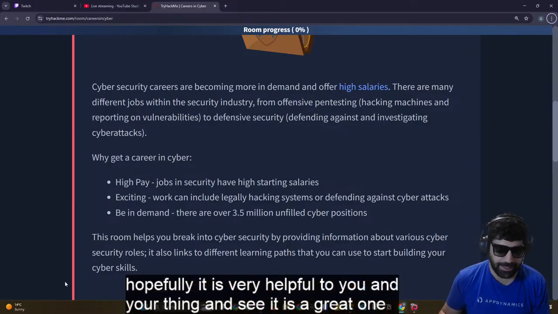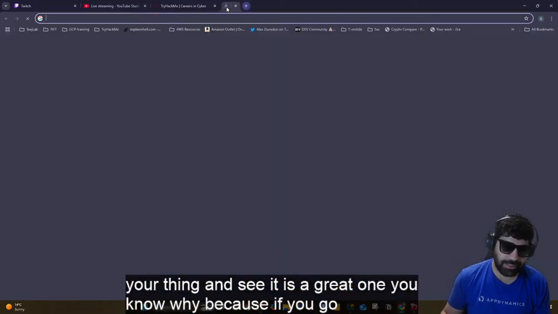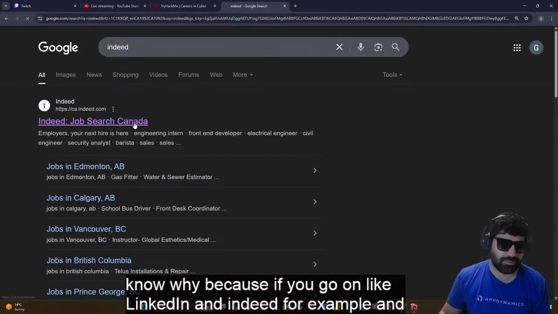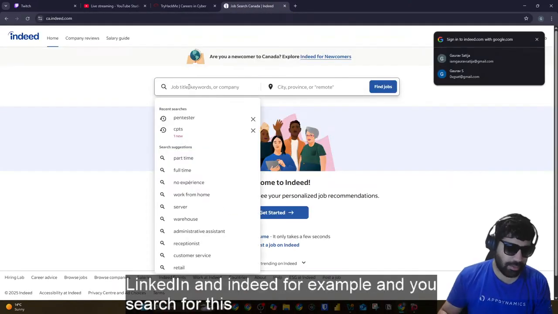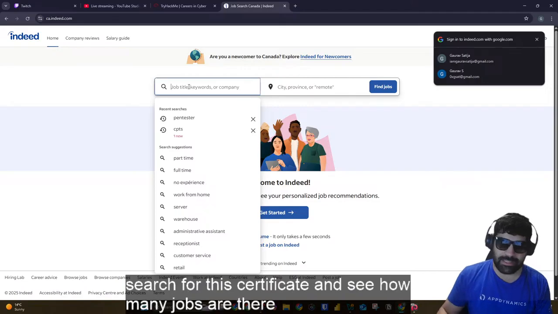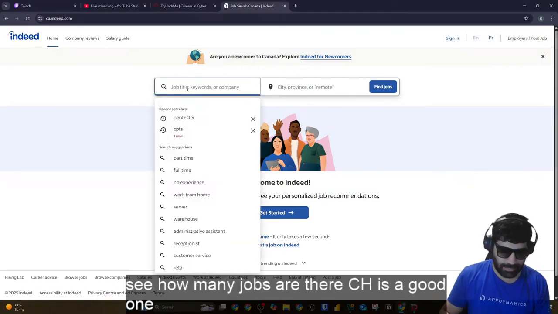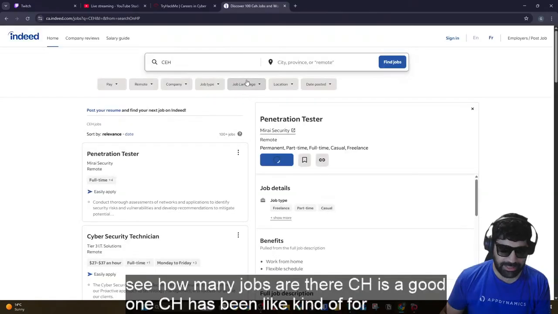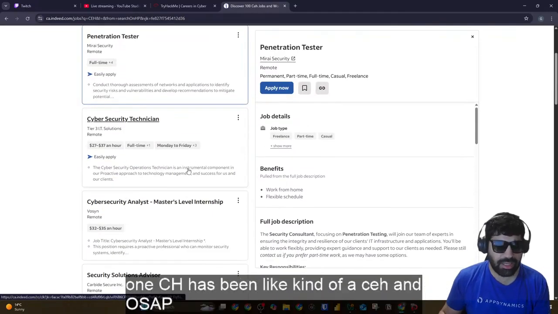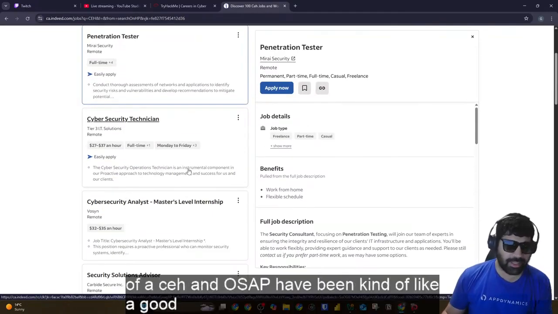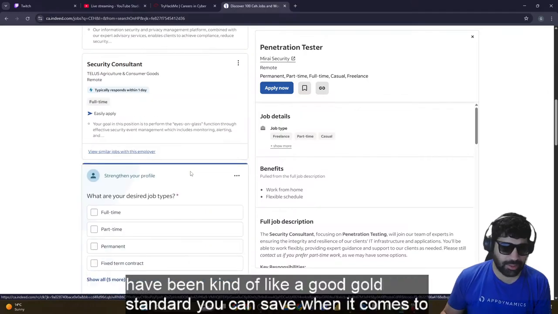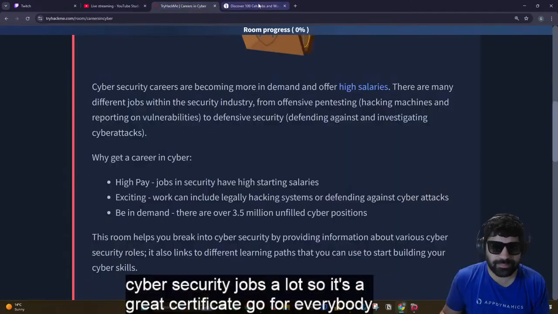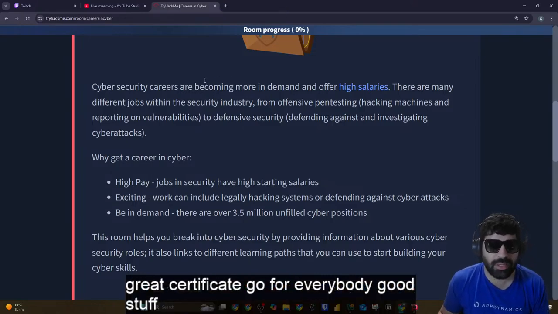You know why? Because if you go on LinkedIn and Indeed, for example, and you search for this certificate and see how many jobs there are, CEH is a good one. CEH and OSCP have been kind of the gold standard, you can say, when it comes to cybersecurity jobs. So it's a great certificate. Go for it, buddy. Good stuff.